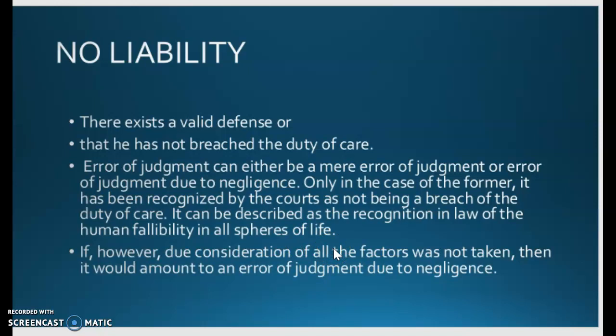A mere error of judgment occurs when a doctor makes a decision that turns out to be wrong. It is a situation in which only in retrospect can we say that there was an error. At the time when the decision was taken, it did not seem to be wrong. So that is what is error of judgment. But if due consideration of all the factors was not taken into account, then it would amount to an error of judgment due to negligence. So it is important to understand the difference between error of judgment and error of judgment due to negligence.